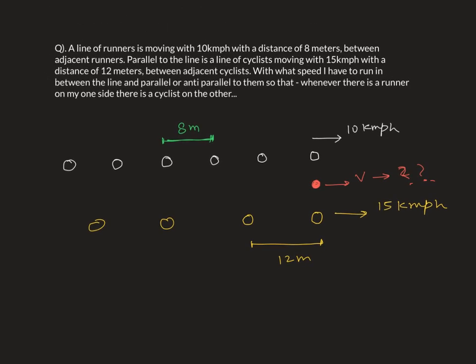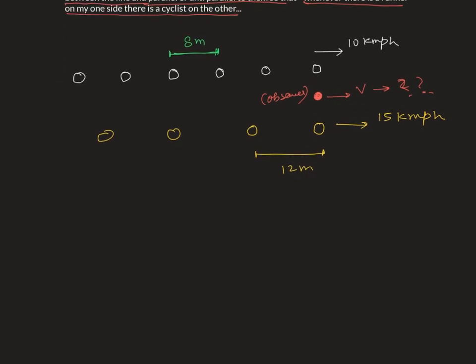You must understand that I am the observer. See the question, read the question. With what speed should I move to run in between the lines and parallel or anti-parallel to them, so that whenever there is a runner on my one side, there is a cyclist on the other. So I am observing the motion. So I am the observer. And what is the property of an observer? The very simple property of an observer is that an observer is always at rest. And that is why I am at rest.